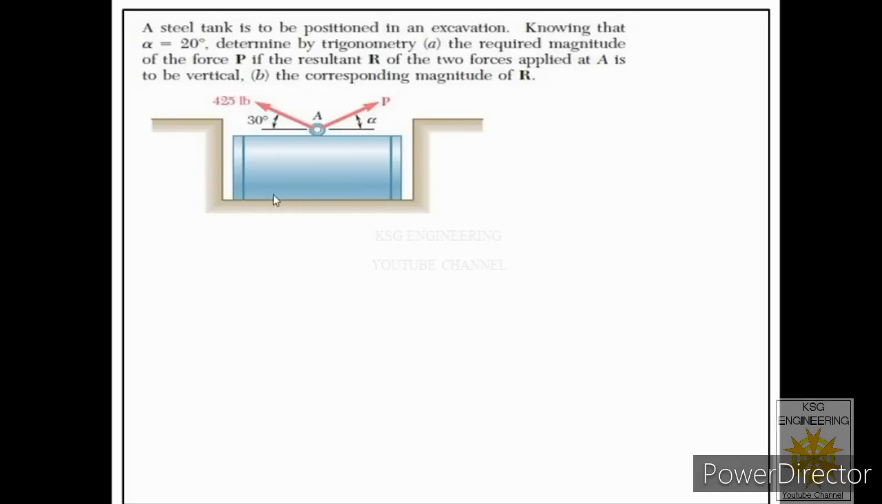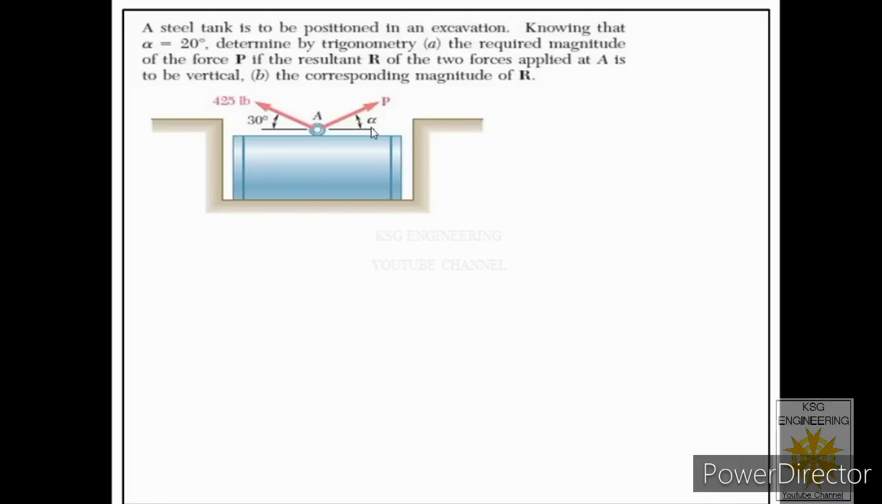And in order to position this steel tank in the pit, two forces are applied. One is of 425 pound and it is applied at 30 degrees to the horizontal. Another is a force of P newtons, which is not given to us, and it is applied at an angle of alpha, which is mentioned as 20 degrees in the statement. So P is acting at 20 degrees.